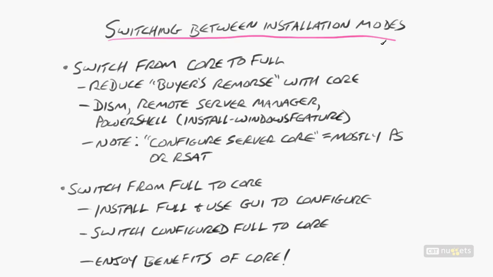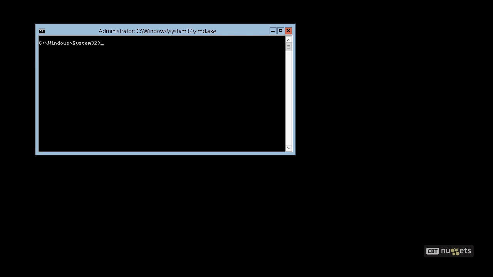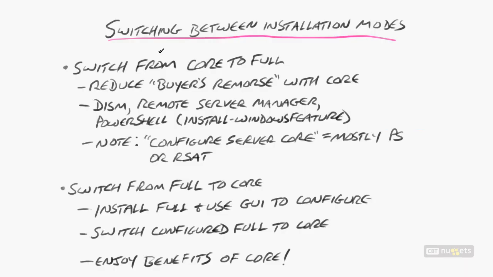A lot of administrators did, where they're just staring at this thing, and they're saying, okay, now what? There's nothing to click on, so I don't know how to configure anything, and I haven't memorized all the PowerShell commandlets yet, so now what am I going to do? Well, if you find yourself in a stuck situation and you've got some buyer's remorse from installing Core, you can switch over to full now.